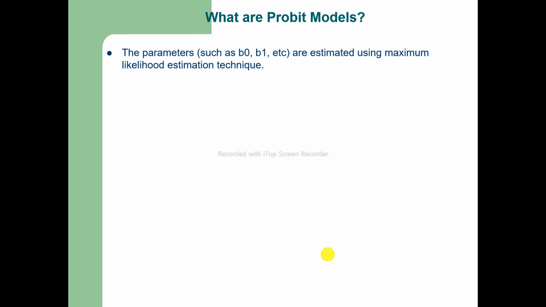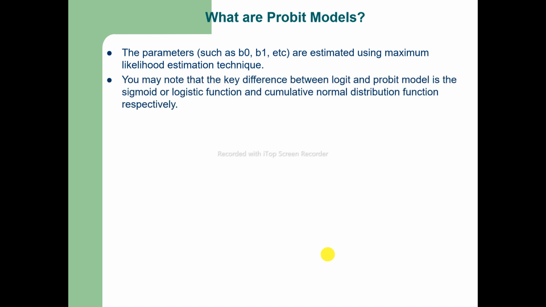The parameters such as beta naught, beta 1, etc. are estimated using maximum likelihood estimation technique rather than OLS technique. And we may note that the key difference between Logit and Probit model is the sigmoid or logistic function and cumulative normal distribution function respectively. That is, Logit models are based on logistic function or sigmoid function, whereas the Probit models are based on cumulative normal distribution function.